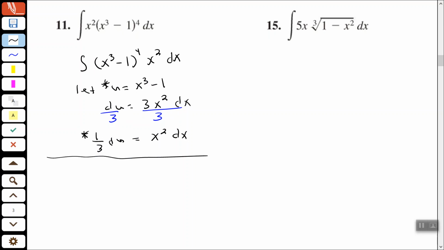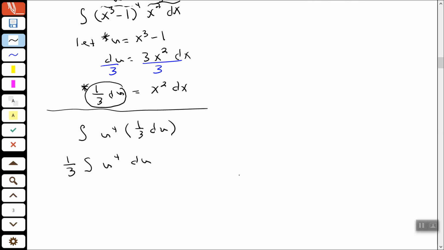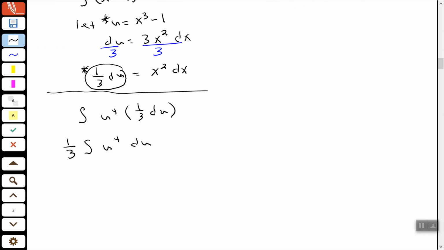Okay, so we want to replace the x to the third minus 1, that's equal to u, and the x squared dx, this time is equal to 1/3 of du. So we have the integral of u to the fourth times 1/3 of du, because 1/3 of du equals x squared dx. Okay, so let's bring that constant multiple out in front of our integral. So we have 1/3.